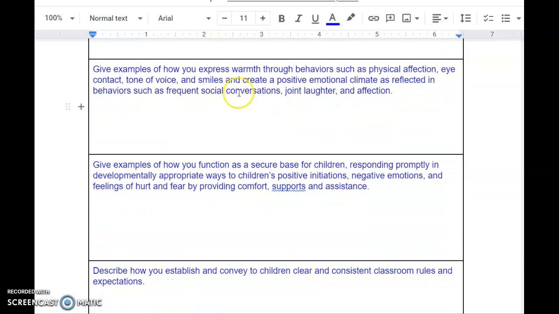Give examples of how you, the teacher, express warmth through behaviors. Do you offer physical affection? Do you use good eye contact? How do you use the tone of your voice? Do you smile? Do you create positive interactions? Do you laugh and joke with your kids?